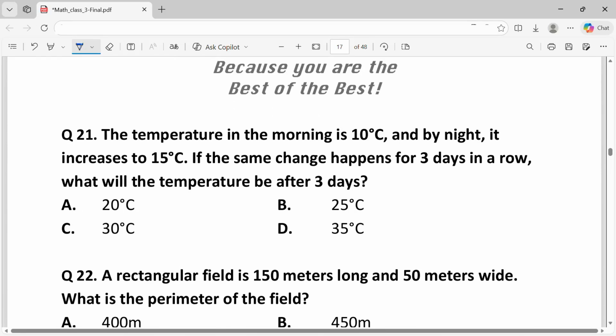Question 21. The temperature in the morning is 10 degrees Celsius. By night, it increases to 15 degrees Celsius. If the same change happens for 3 days in a row, what will the temperature be after 3 days?